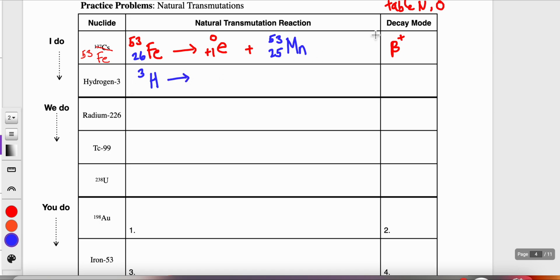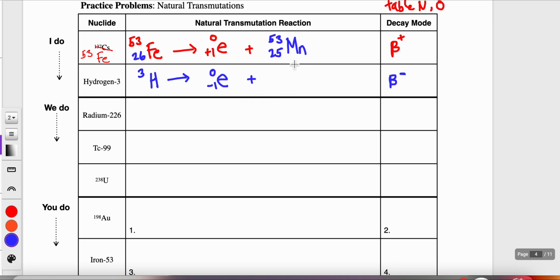And then when I look up the decay mode, the hydrogen-3, it supplies a decay mode. It's that funny looking B, but a minus sign. So then I can go to Table O, which will tell me this is a beta decay, and the symbol for it is also an e with a mass of 0, but the subscript of how it affects the atomic number is a -1.